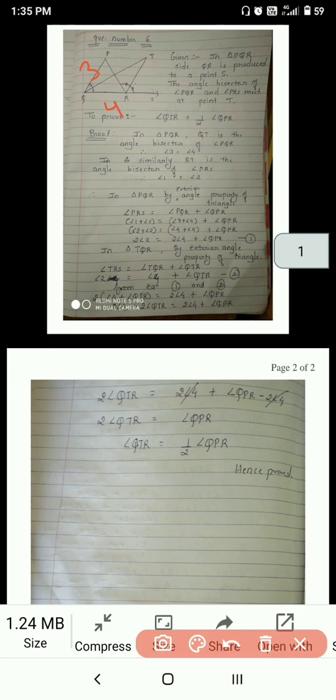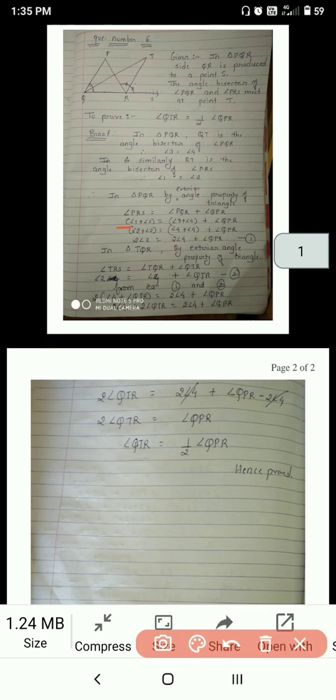Now here you can see that angle 1 and 2 are equal. So in place of angle 1, we will take angle 2. Why we are using that, I will explain later. Angle 1 plus angle 2, same here angle 3 plus angle 4 plus angle QPR. So it becomes twice of angle 2 equals twice of angle 4 plus angle QPR.